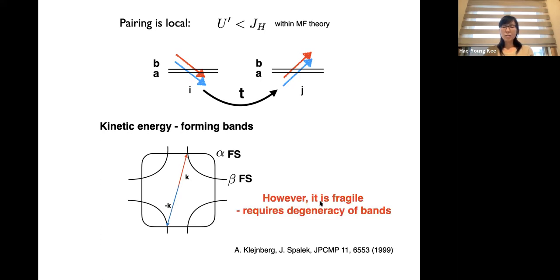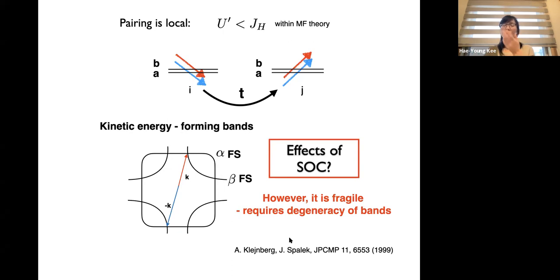So this type of pairing is very fragile, as it requires degeneracy of the bands. Like when the alpha and beta bands are exactly degenerate at every momentum point, then we can have a pair of K and minus K, but that's not the case. Therefore, this type of superconductor is very fragile. And this was noted quite early on. I think this is probably one of the first papers that noticed this orbital singlet.